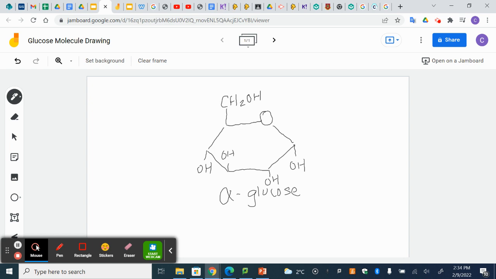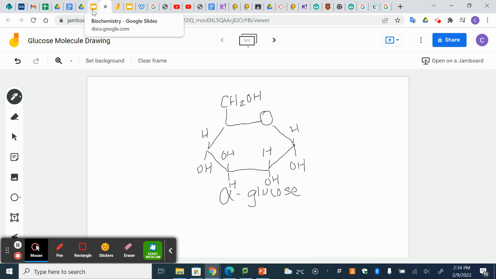Now I can just simply fill in my hydrogens. So each carbon is going to have a single hydrogen. You do need to know how to draw this. Although that's not a very pretty picture of the glucose molecule, it is the alpha glucose molecule.